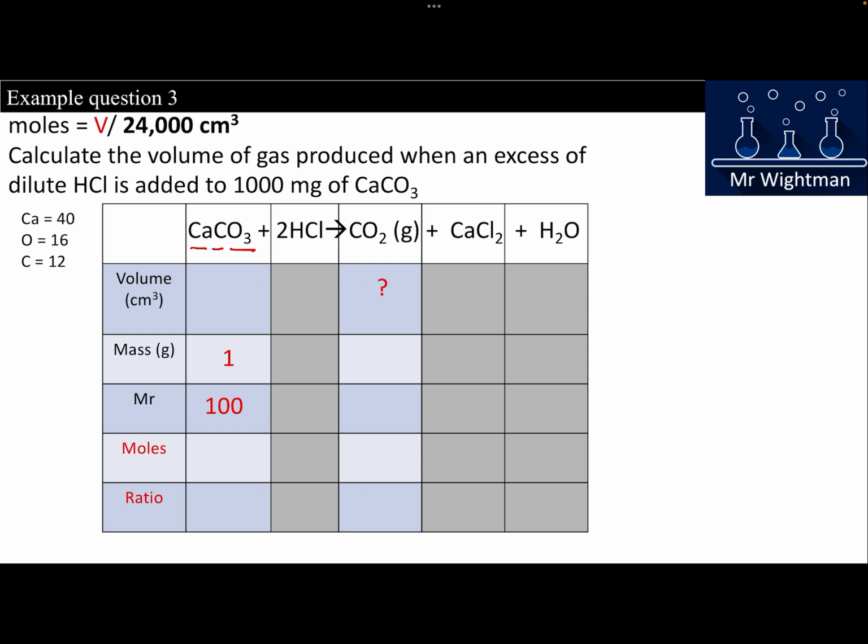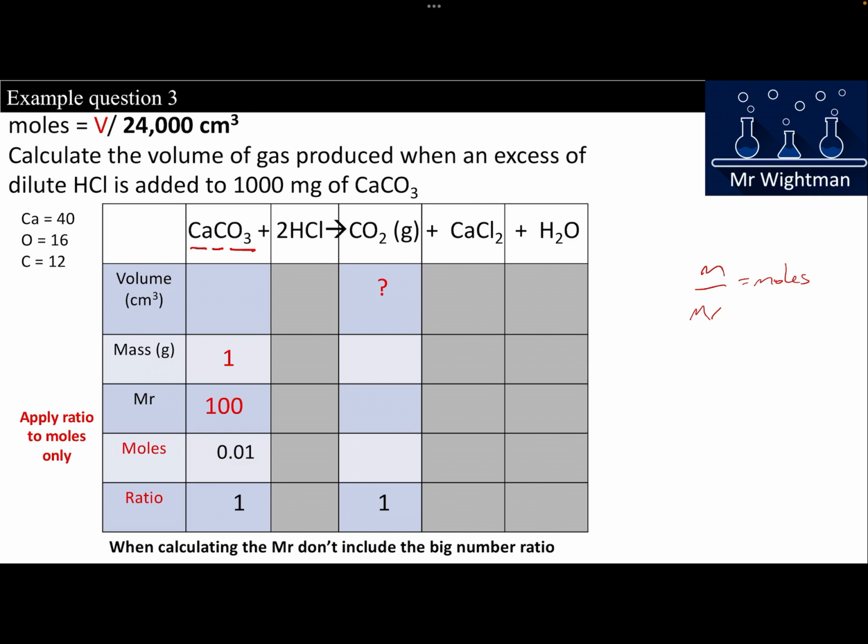I am tasked to work out the volume of CO2 gas. So to get the moles, mass over Mr equals moles. So 1 divided by 100 is 0.01 moles. The ratio in the equation is 1 to 1. I know this from the equation. We don't write 1 in the equation. It being there is already 1. So 1 lot of calcium carbonate will produce 1 lot of CO2. So 0.01 moles of CO2 will be produced.